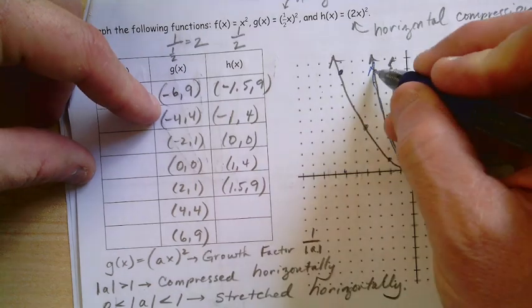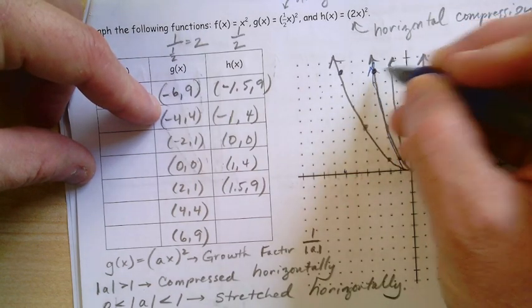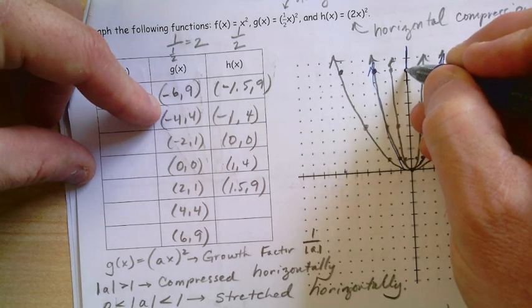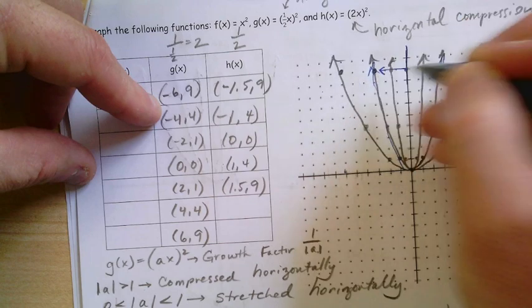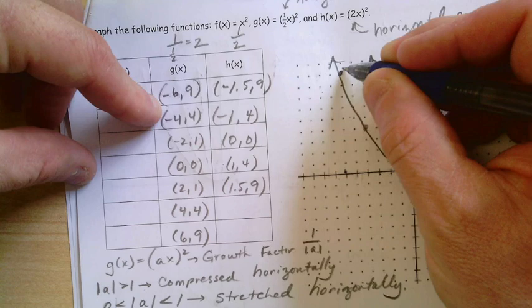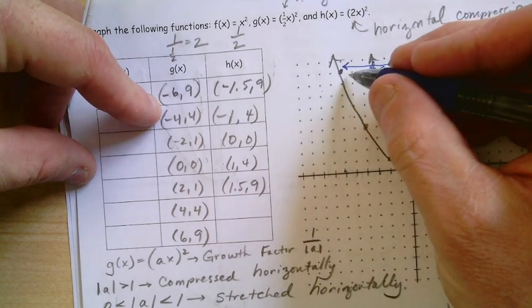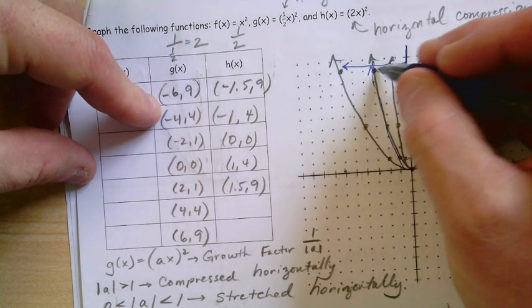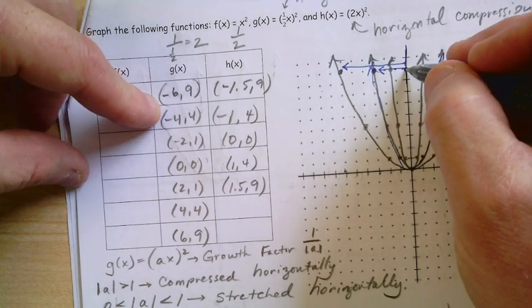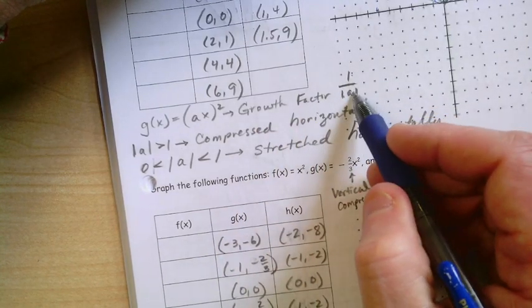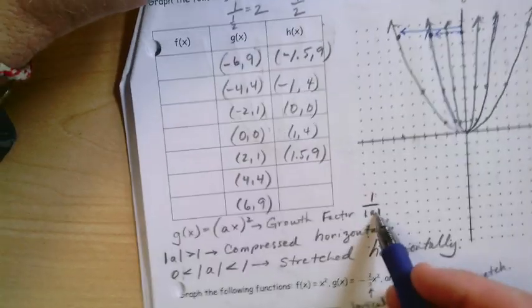Okay. Now the corresponding point was right here. The axis of symmetry is right here. So if you think about it, from the axis of symmetry to that point, we're over 1, 2, 3. From the axis of symmetry to the corresponding point, we're over 6. So this is actually twice the distance from the parent function to the axis of symmetry. So what they say is this. If you notice down here, I put the growth factor is 1 over the absolute value of a.